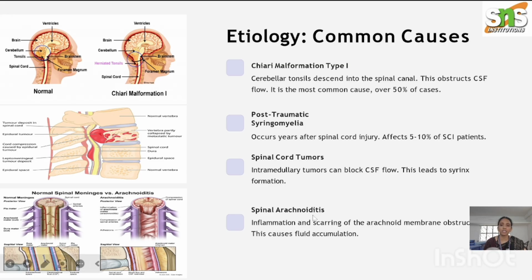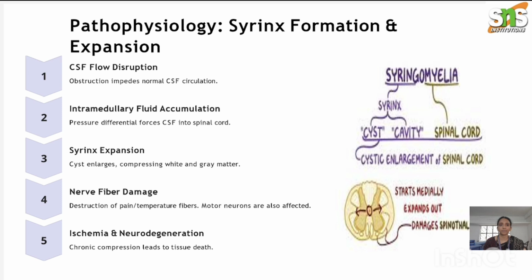The other cause can be spinal arachnoiditis. In this picture, you can see the normal spinal meninges with the arachnoid matter intact. Here, in this picture, you can see the inflamed arachnoid matter. Because of the inflammation, the scarring of the arachnoid membrane can obstruct the cerebrospinal fluid. This may lead to fluid accumulation in the spinal cord, and that can cause syringomyelia. So these are the common causes of syringomyelia.